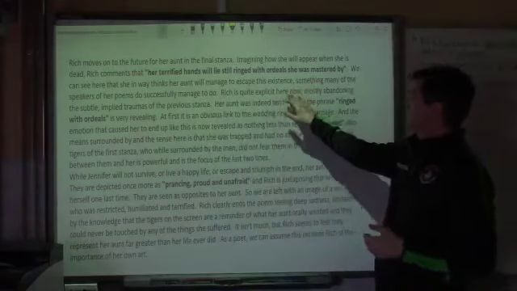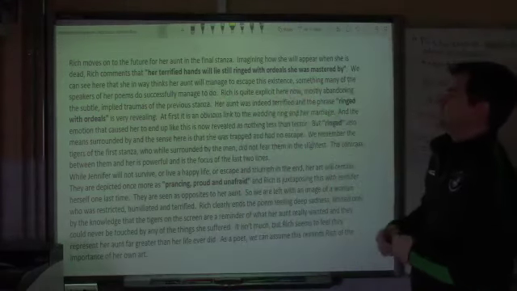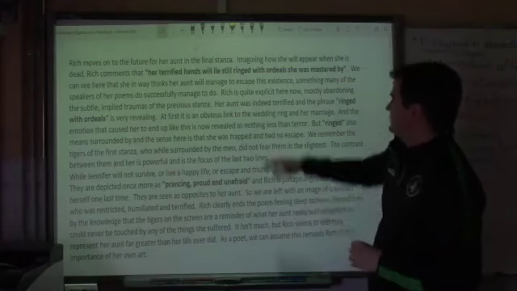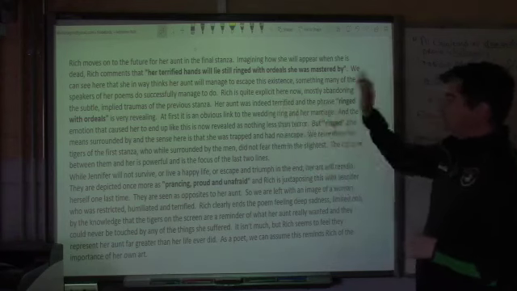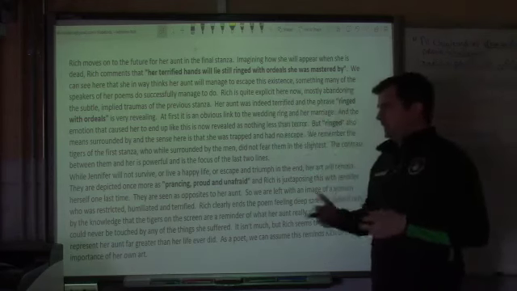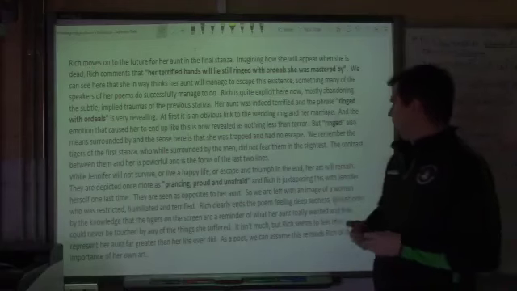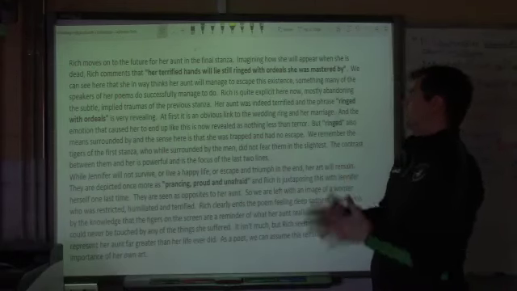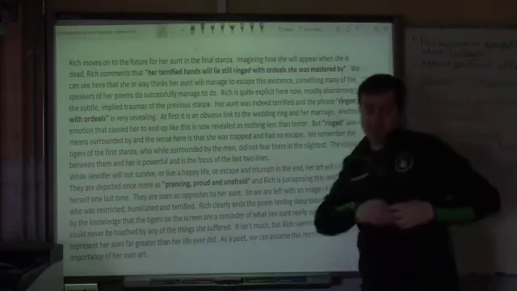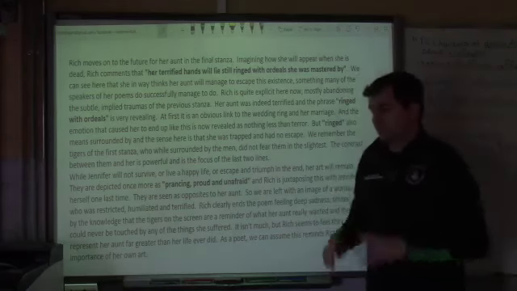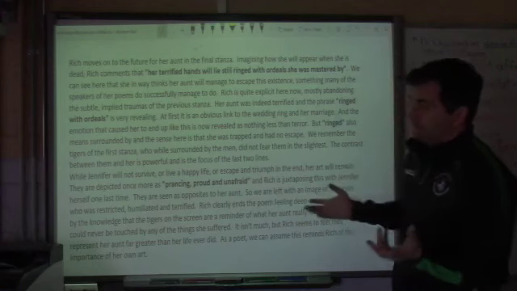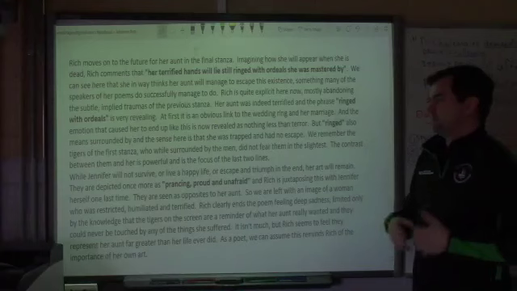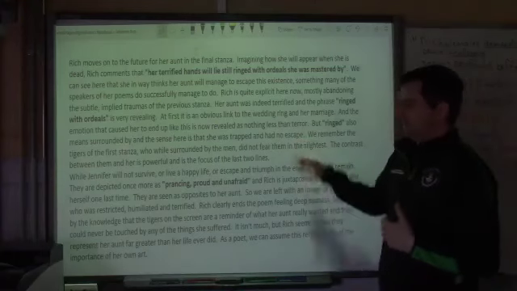Rich is quite explicit here now, mostly abandoning the subtle implied traumas of the previous stanza. Her aunt was indeed terrified, and the phrase "ringed with ordeals" is very revealing. At first it is an obvious link to the wedding ring and her marriage, and the emotion that caused her to end up like this is now revealed as nothing less than terror. You know, Rich isn't willing to imply so much here, it's like she was terrified in her daily life. But ringed also means surrounded by, and the sense here is that she was trapped and had no escape.